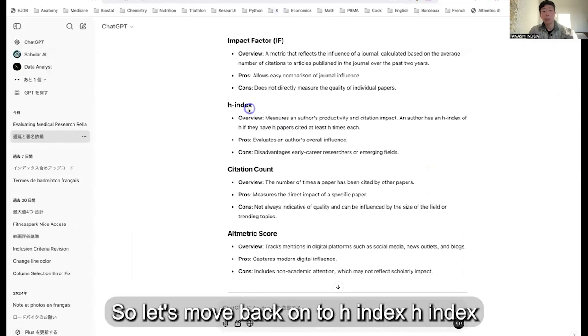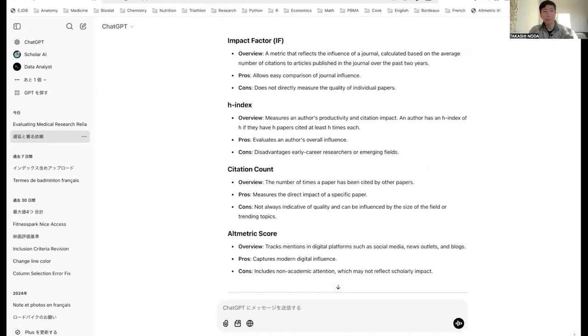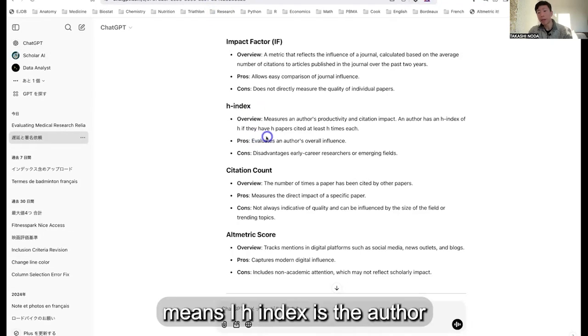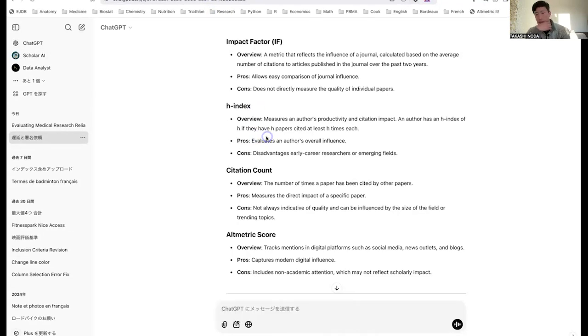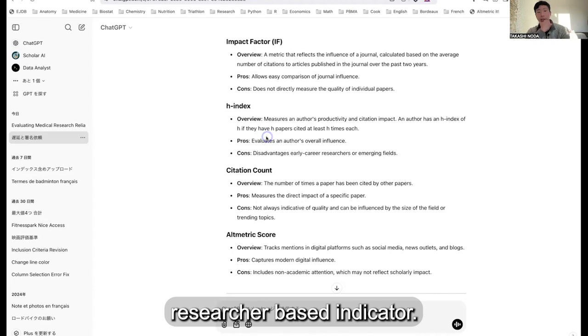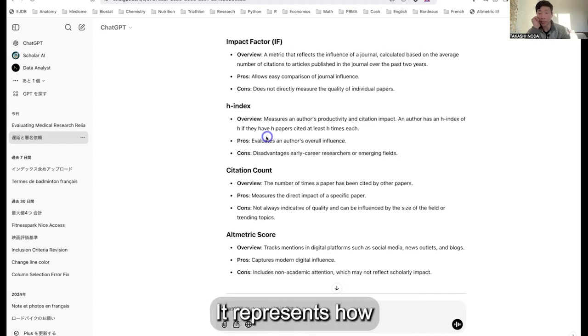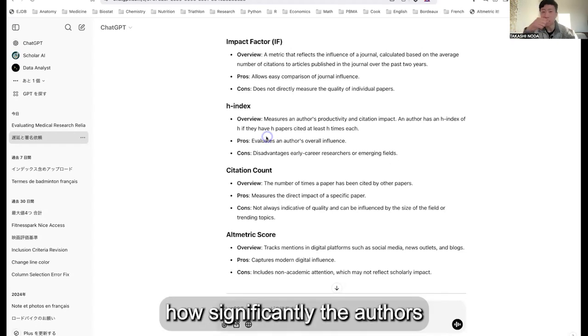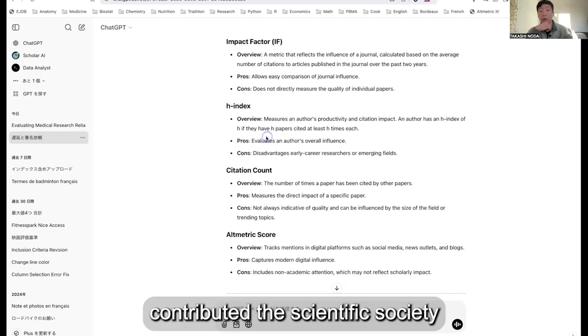So let's move back onto H index. H index is an author, researcher-based indicator. It represents, how can I say, how significantly the author has contributed to the scientific society.